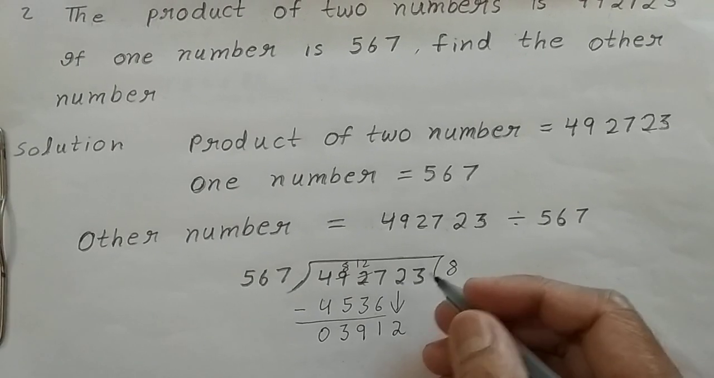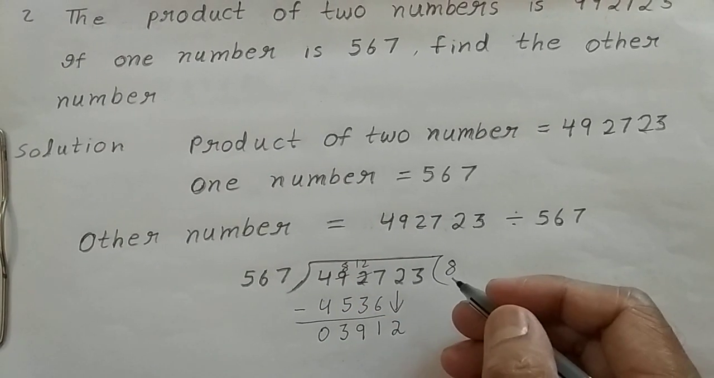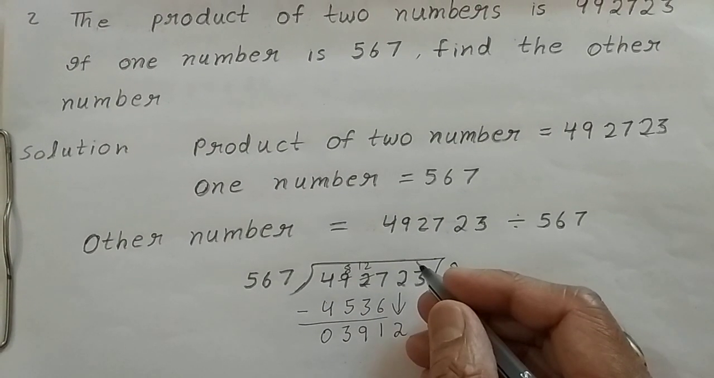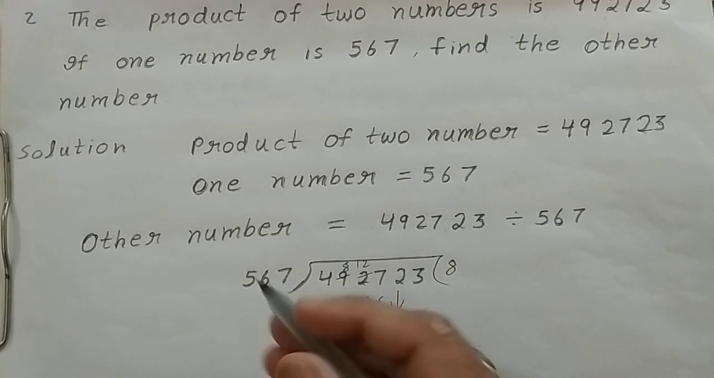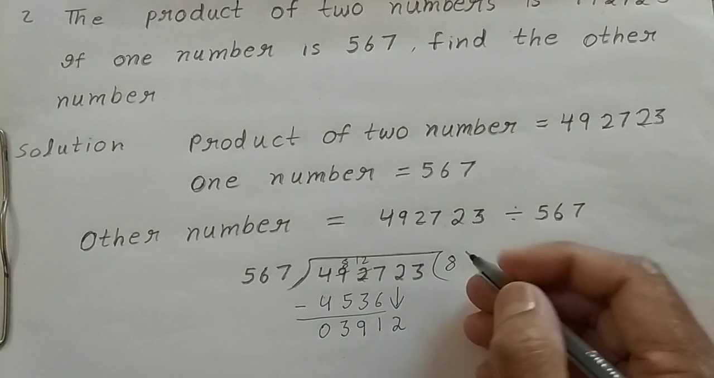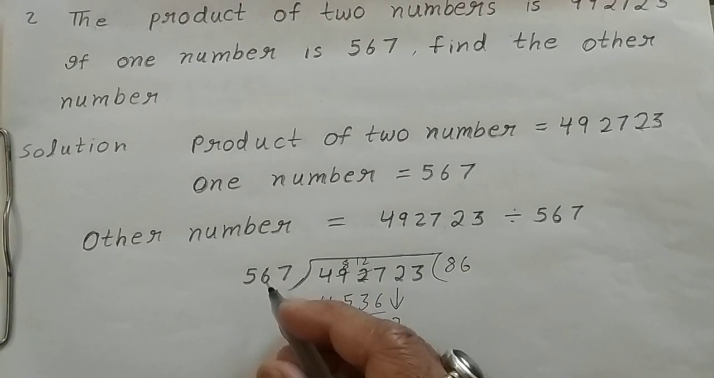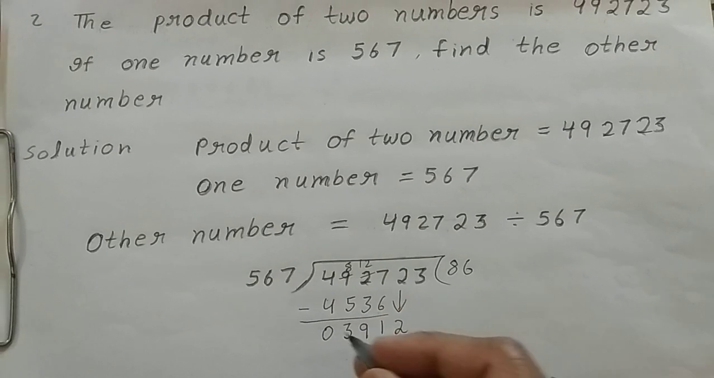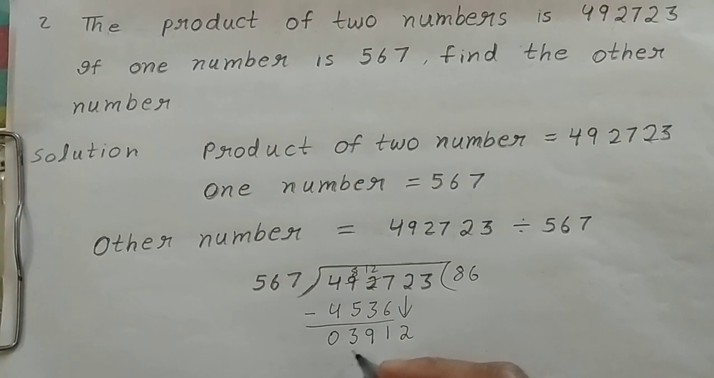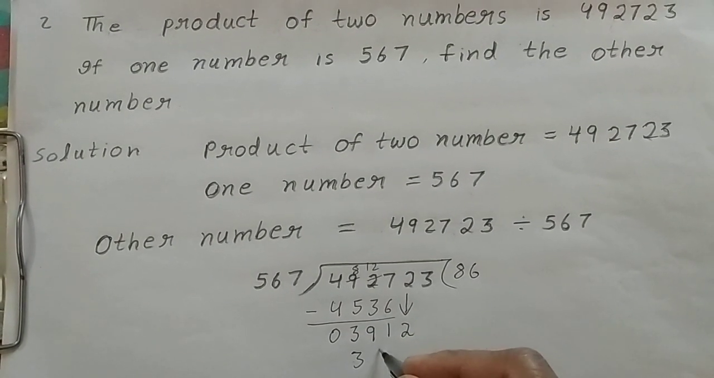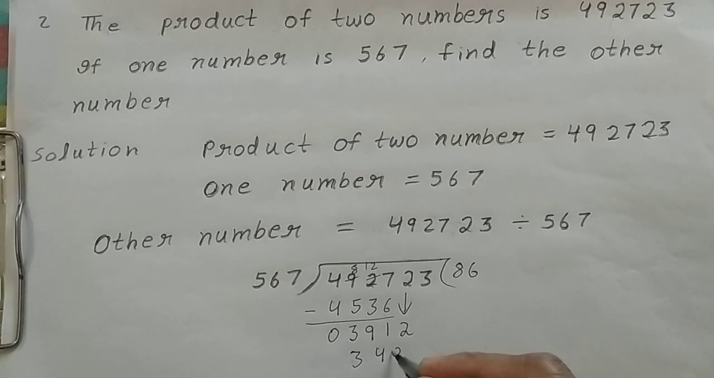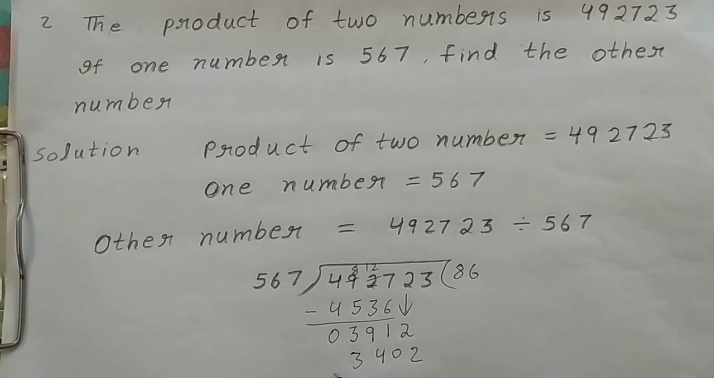3912. 5 6s are 30, 5 7s are 35. So 35 will become more than this. So what we do? We write 6. We multiply 567 by 6. So what will come? 3402.